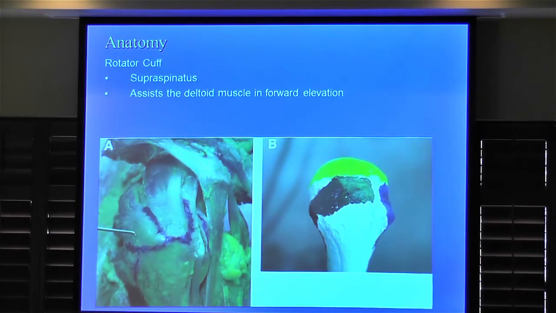And here's some anatomy of the rotator cuff. Where the probe is, that's actually the infraspinatus, but up on top here, that's the supraspinatus tendon, which assists the deltoid in forward elevation. And this is what the footprint of the insertion looks like. And this is the most common of the rotator cuff tendons that's torn.